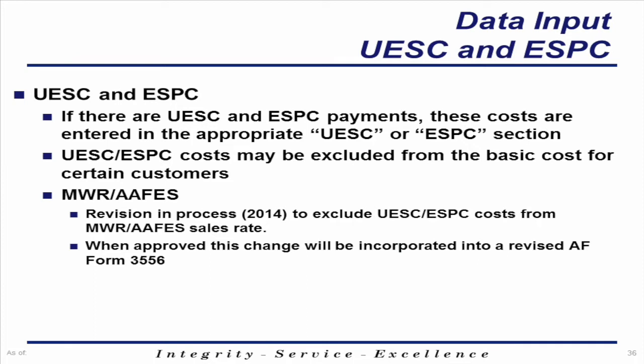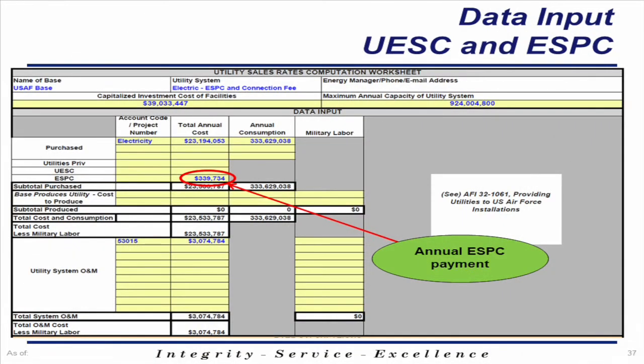If there are payments made for utility energy service contracts or energy savings performance contract projects, these costs will be entered in the appropriate UESC or ESPC sections. The reason these are entered is those costs may be excluded from the cost for certain customers. An example is there is a change in process in 2014 to exclude those costs from the MWR AFES rates. Here's an example of 3556 for electric service that shows an annual payment made for an ESPC project.